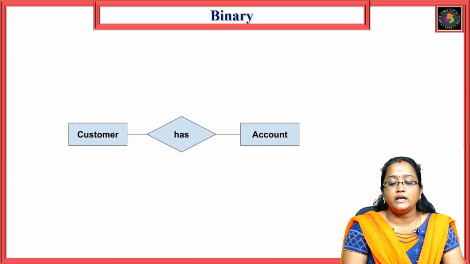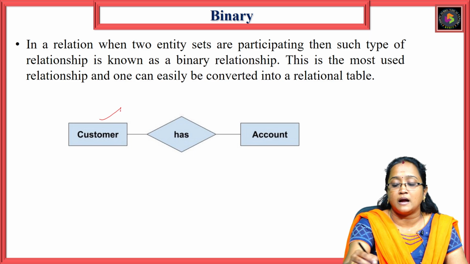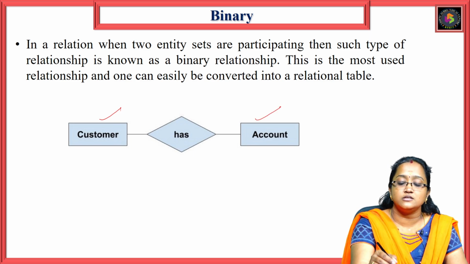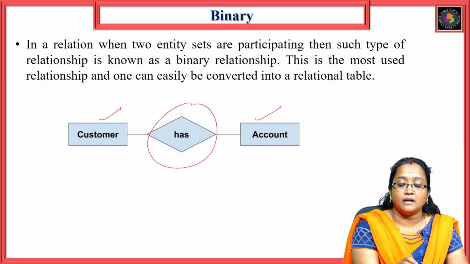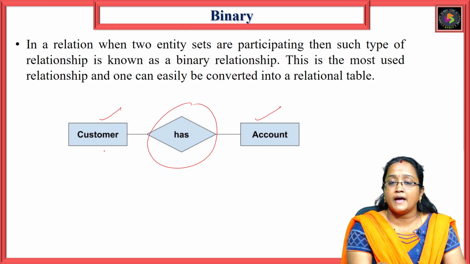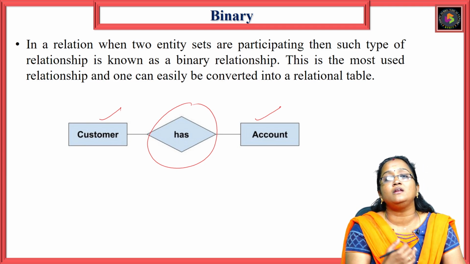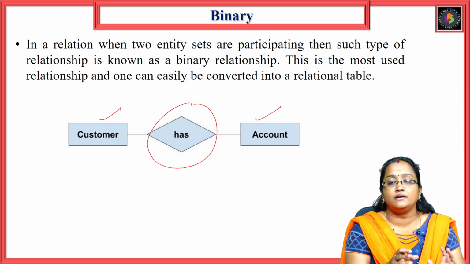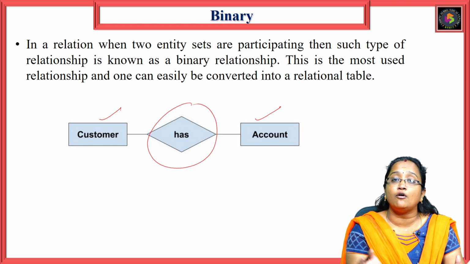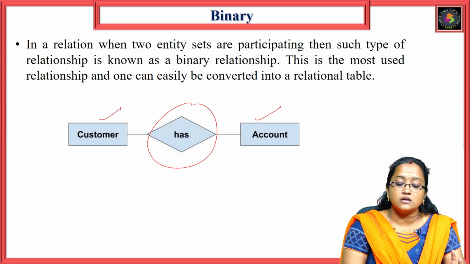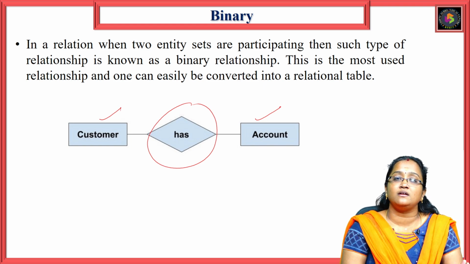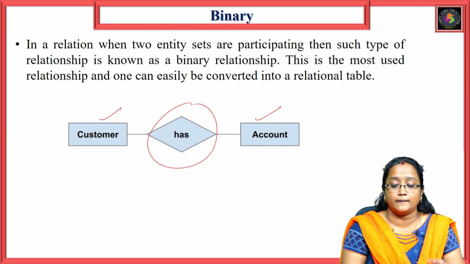Next, two entities. If two entities participate in a relation, this is a has relation, for example a customer has an account. So two entities with one relationship is called binary. This is basically how many entities are involved in the relationship. That is called the degree of relationship. So here we are going to consider two. So two entities participating in a relationship is called binary.